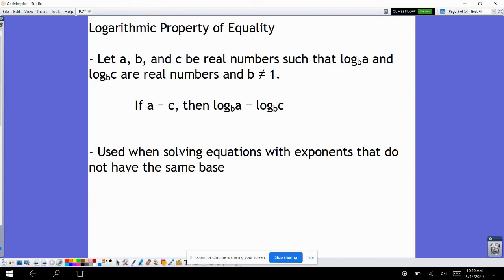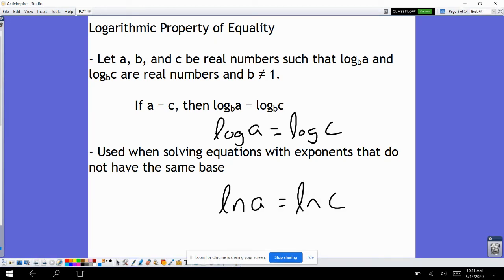So what our logarithmic property of equality says is: let a, b, and c be real numbers, such that log base b of a and log base b of c are real numbers, and b is not equal to 1. So if a equals c, then log base b of a equals log base b of c. We could also write this, if our base is 10, as log of a is equal to log of c, or if we want our base to be e, we can say the natural log of a is equal to the natural log of c. And we're going to use this property when our exponents do not have the same base, because it's going to allow us to isolate that variable we are trying to solve for.